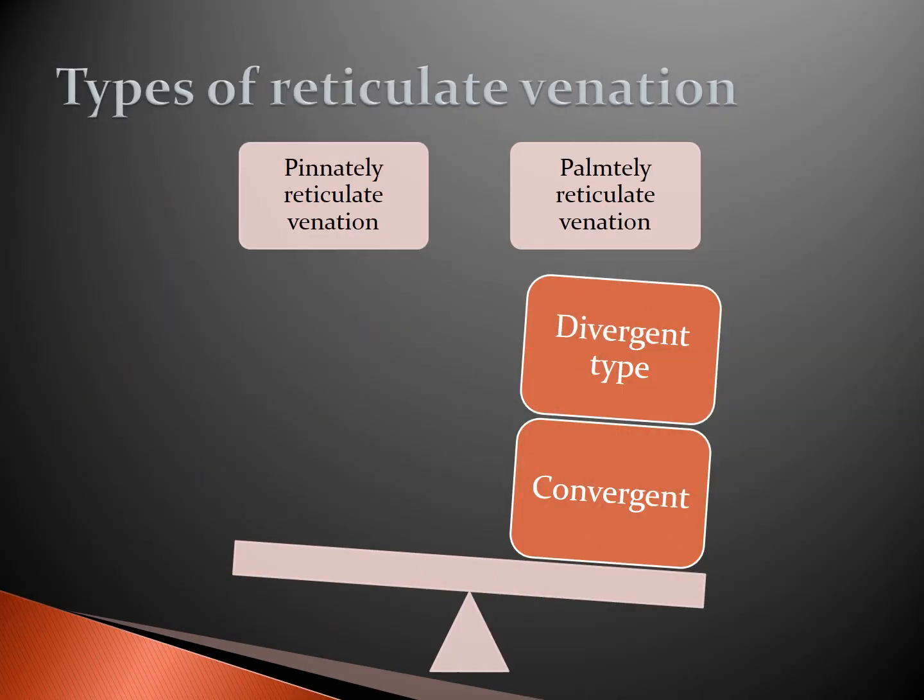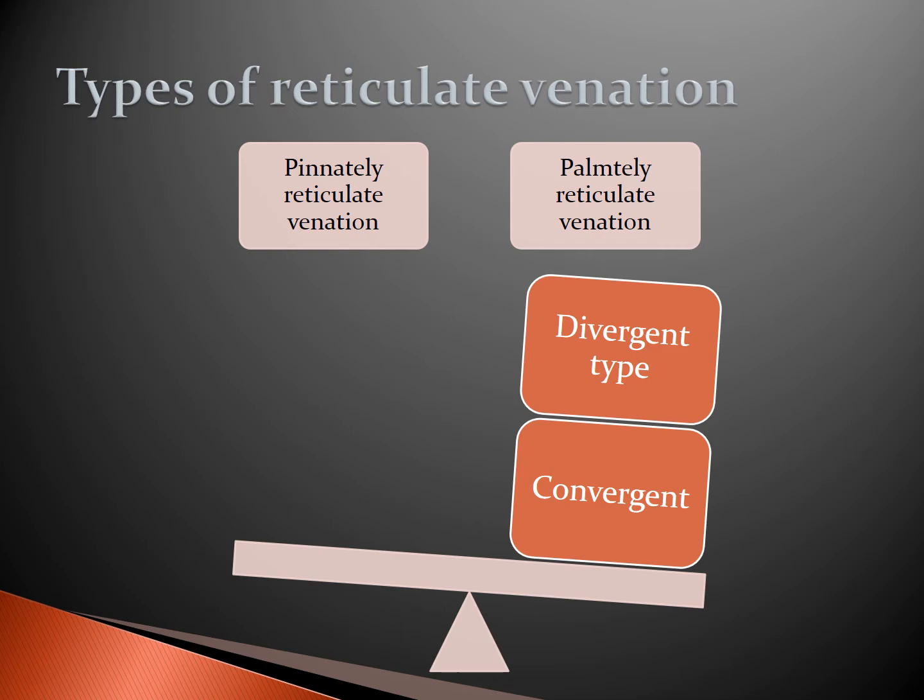Types of reticulate venation. The first one is pinnately reticulate venation. It is unicostate. The second one is palmately reticulate venation. That is called multicostate. The palmately reticulate venation is also divided into two types. One is a divergent type and another one is a convergent type.